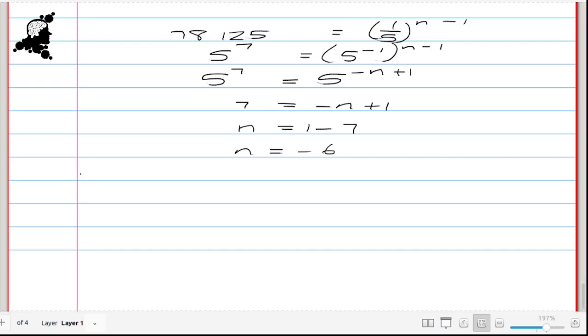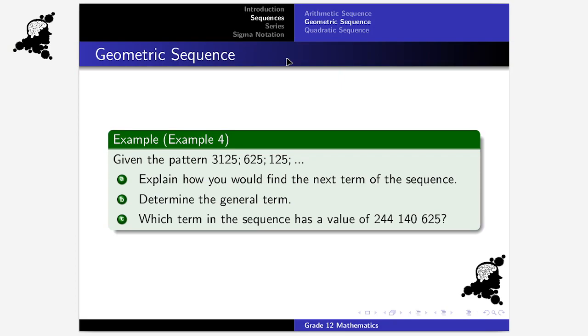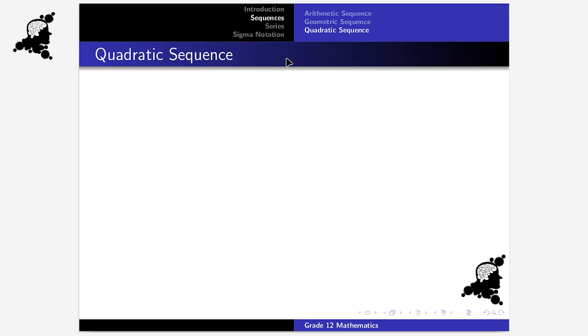Because the value of n is negative, 244,140,625 does not exist in the sequence. I hope you guys are beginning to understand the working behind patterns and how to determine whether a term exists in a pattern or does not exist. Anyways, let's move on to the next section.